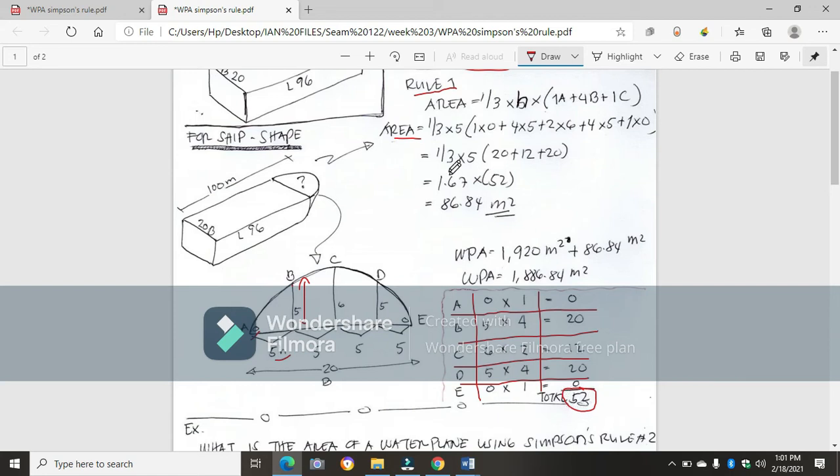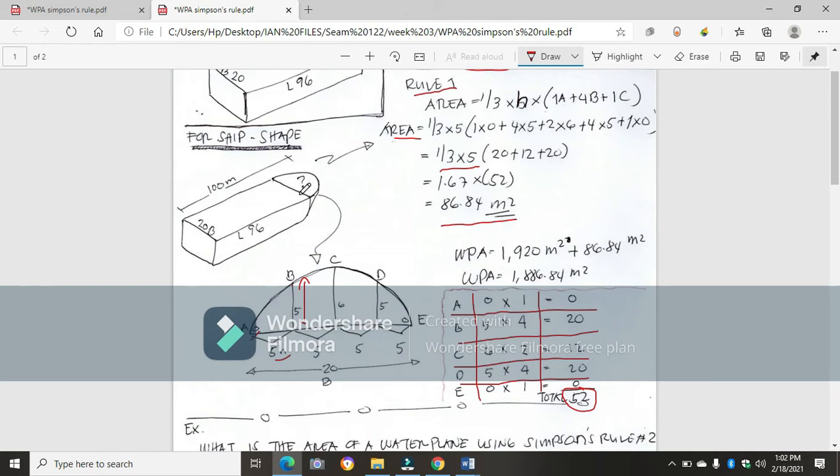Now, how are you going to convert this into a whole number? Simply, 1 divided by 3 equals 0.33333. Times 5 equals 1.67. Times 52, the area is 86.84 square meters. So that is the area in this place.